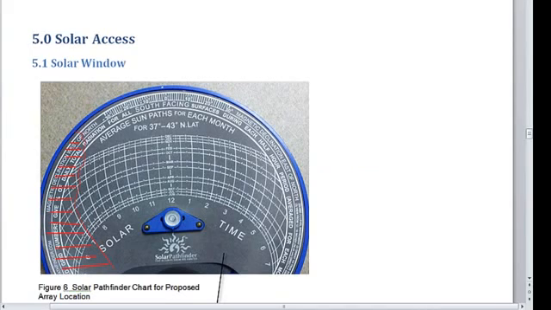Okay, so on section 5 of the site assessment, we want to look at the solar access and the availability of sun that's out there. There are quite a few ways of doing this. Now, here's how I did mine. I brought the solar pathfinder onto the roof of the location that we're talking about here.